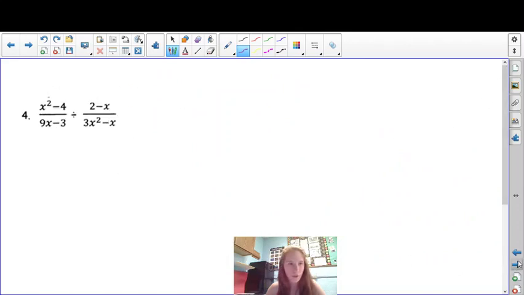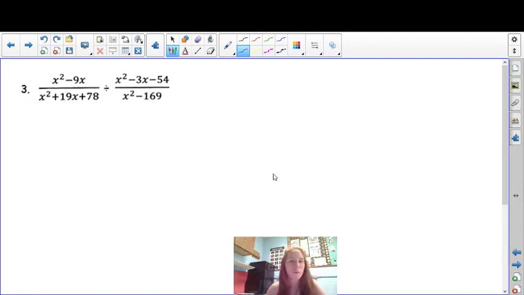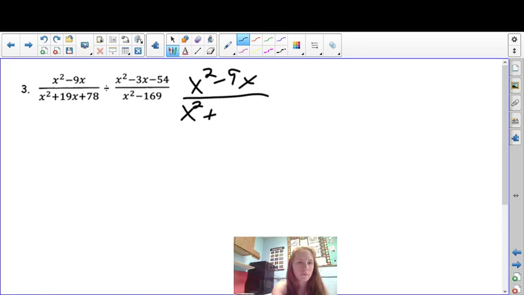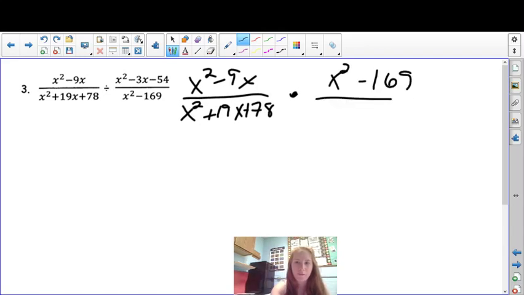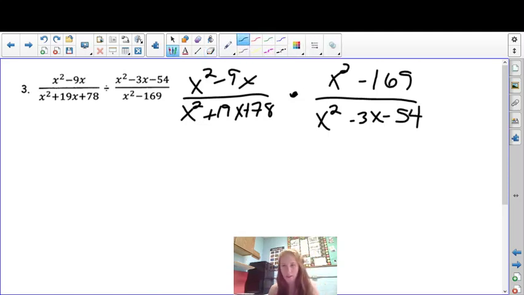What does 4 look like? Okay, I want you to, we'll start this one and then I want you to pause, come back and check your answers. So we're going to keep the first guy the same. And then we flip the second one. Ooh, I have a hint. This might be a perfect difference of perfect squares. Ooh, 54, not 45. All right, so we started it. Pause it, come back, check.